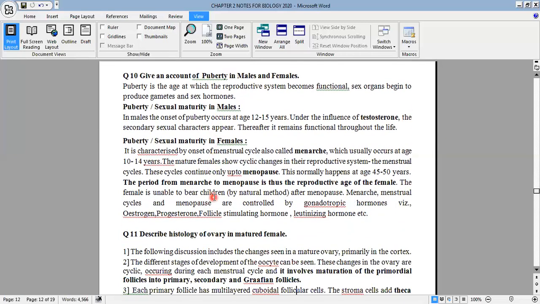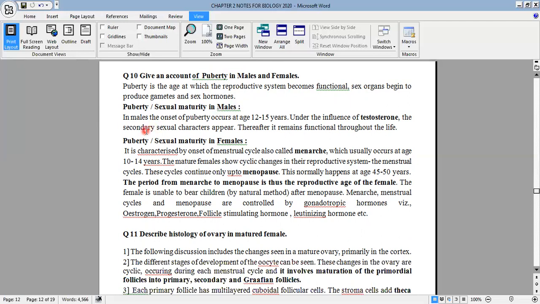Now question number 10. Question number 10 is giving an account of puberty in males and females. That is, what do you mean by puberty in males and females? Puberty is the age at which the reproductive system becomes functional. Sex organs begin to produce gametes and sex hormones. In short, you can say that puberty is the maturity period in males and females, where there is development of the sex organs, production of sex gametes, and the sex hormones.